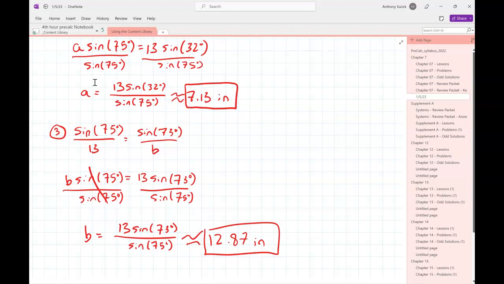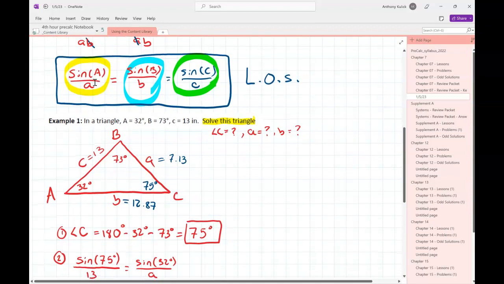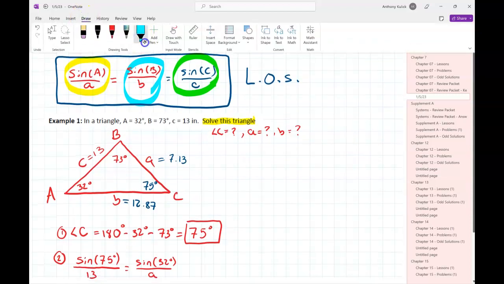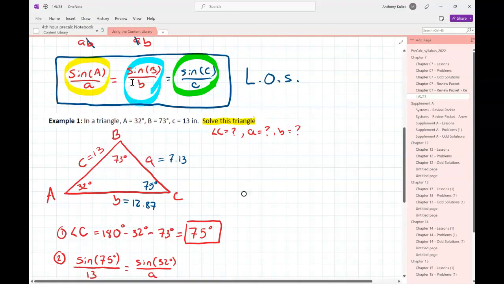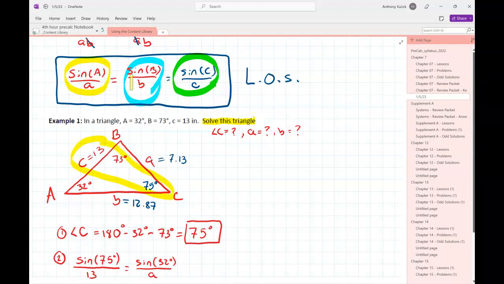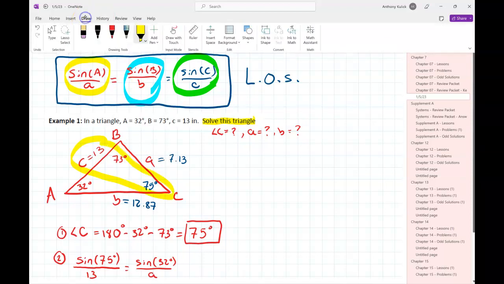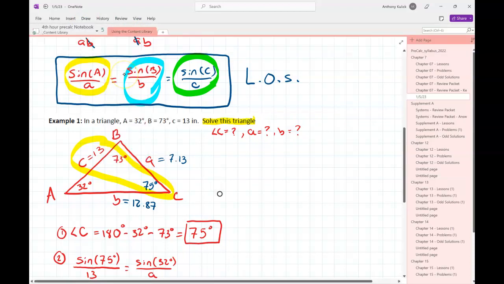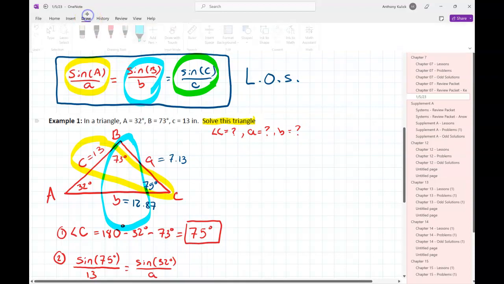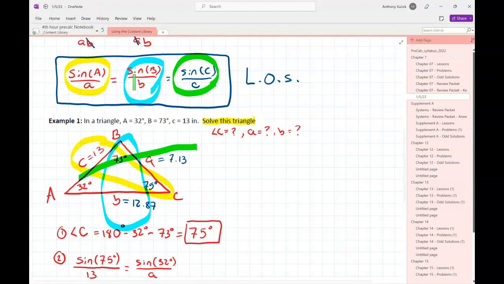So let's check, right? Now I'm not going to check exactly. I'm just going to do a little eyeball check. And usually this check is good enough. I remember from geometry that the biggest side should be opposite the biggest angle. That's true. I know that the middle side should be opposite the middle angle. That's true. And I know the smallest side should be opposite the smallest angle. That's true. I feel pretty good that it is correct.